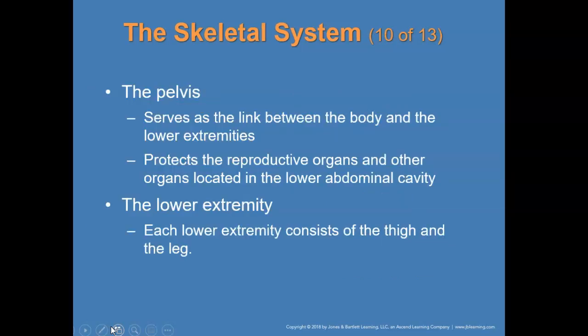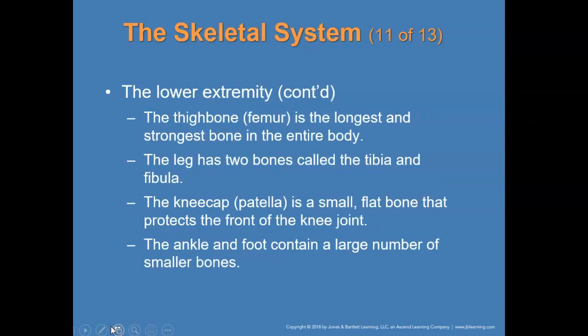The pelvis serves as a link between the body and the lower extremities. It protects the reproductive organs and other organs located in the lower abdominal cavity. Each lower extremity consists of a thigh and a leg. The thigh bone, or the femur, is the longest and strongest bone in the entire body.